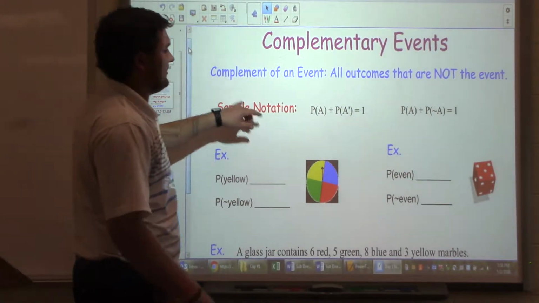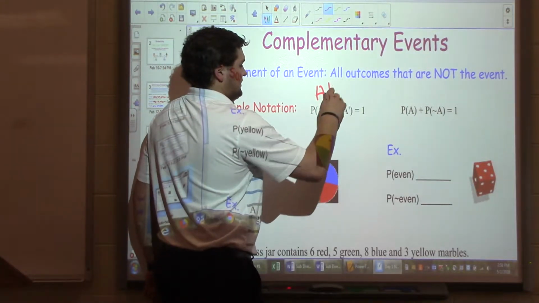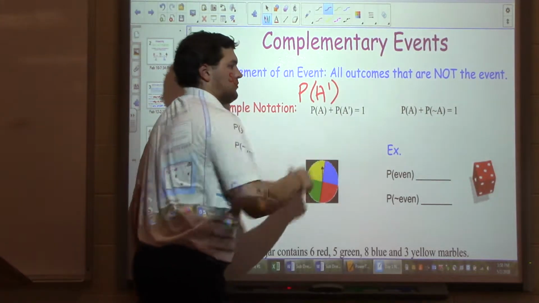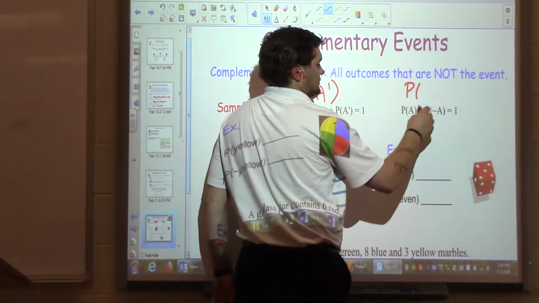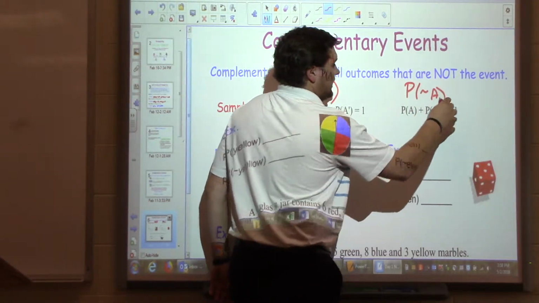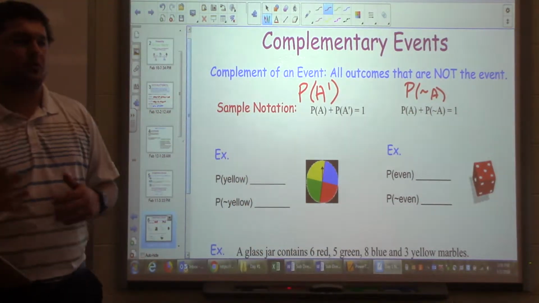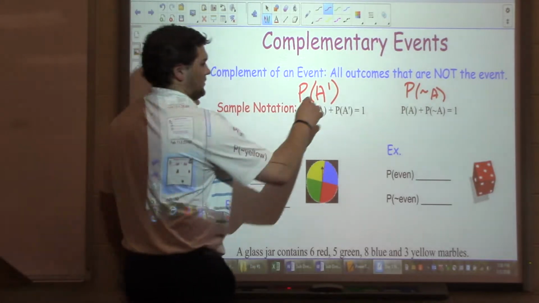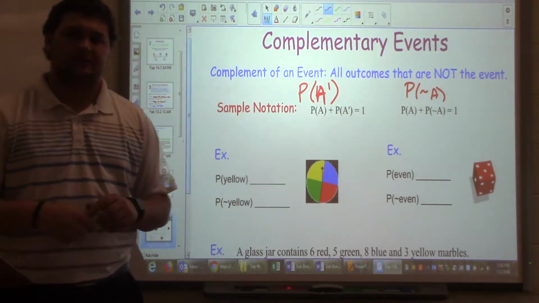Notation for complementary events. We see it as, instead of probability of A, it's probability of A prime. You see it as probability, and almost like a little squiggle, and then the A. That'd be two different ways to write the complement. All right, you'll see it written both ways. I think we use both. So you know both are ways to write the complement of an event.